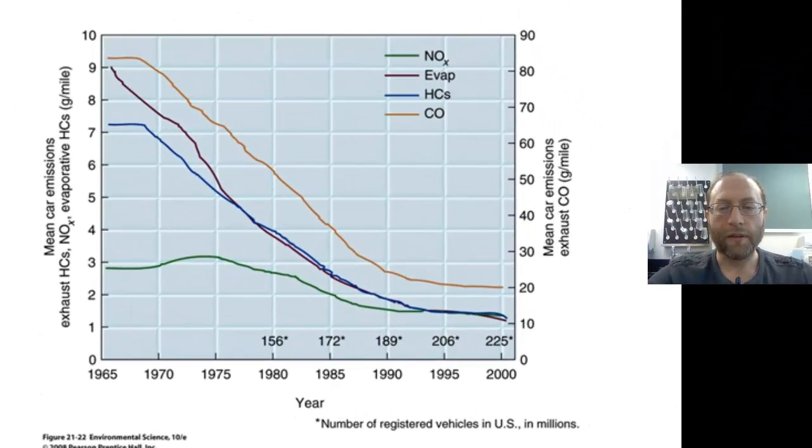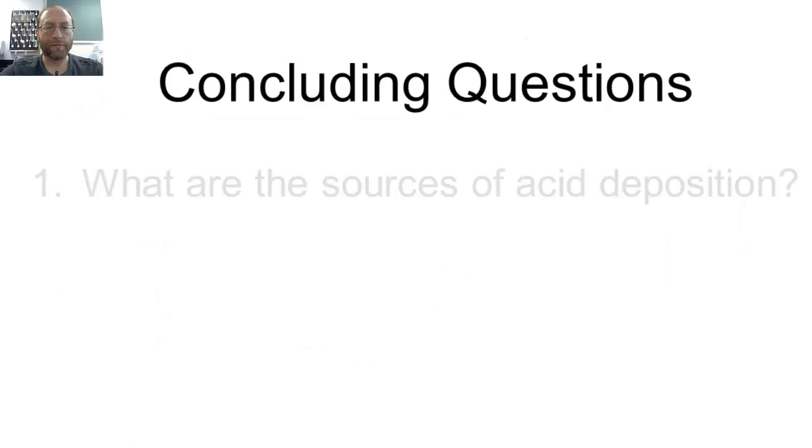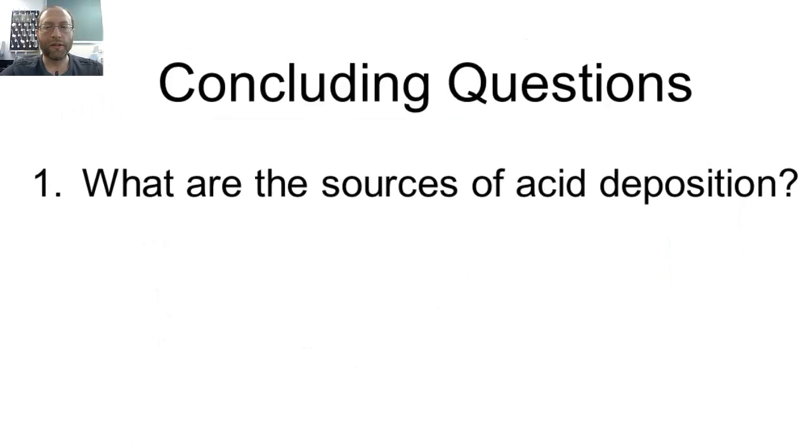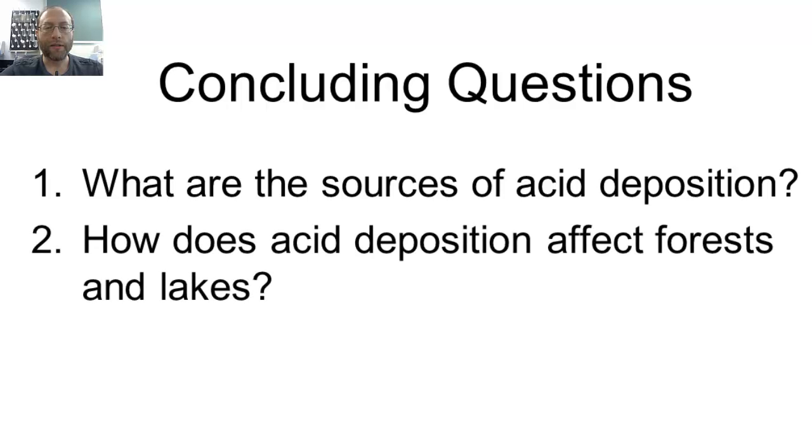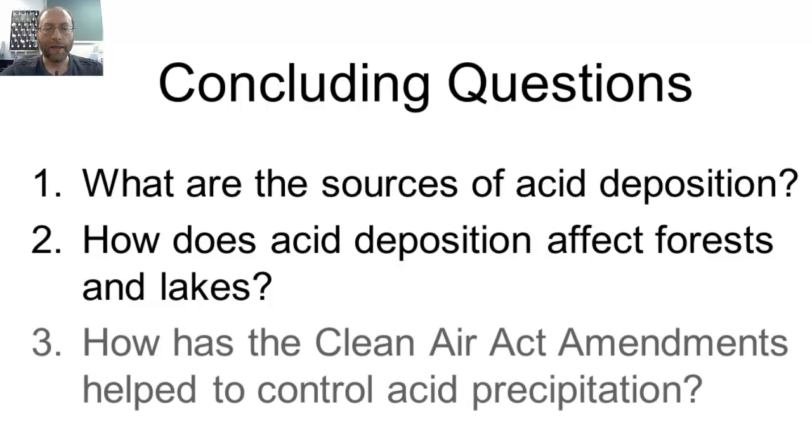If you look at the graph here, it shows the amount of emissions of pollutants by cars from 1965 to 2000. You see how much it goes down. Now we come to our concluding questions. Number one, what are the sources of acid deposition? Number two, how does acid deposition affect forests and lakes? And number three, how have the Clean Air Act amendments helped to control acid precipitation? That concludes this Vodcast, and I will see you in class tomorrow.